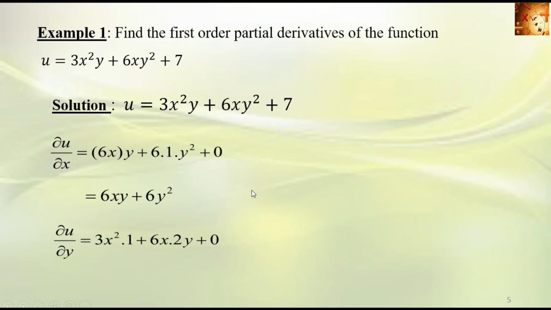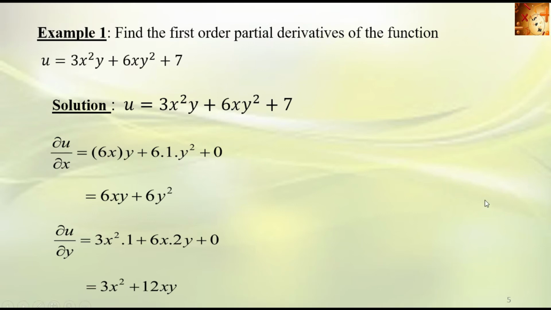Similarly, dou u by dou y: while finding dou u by dou y, treat x as a constant term. So here 3x square is treated as a constant term. Then the derivative of y with respect to y is 1. So 3x square into 1, plus 6x is treated as a constant. Then the derivative of y square is 2y. So 6x into 2y, plus derivative of 7 is 0. So the answer is 3x square plus 12xy. So these are the first order partial derivatives of u with respect to x and with respect to y.